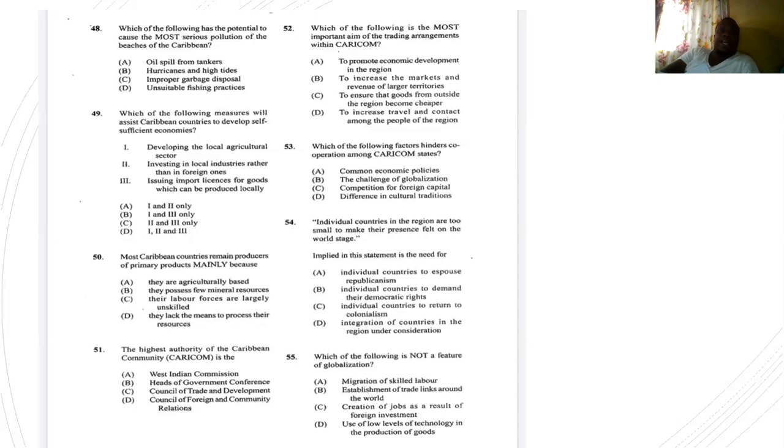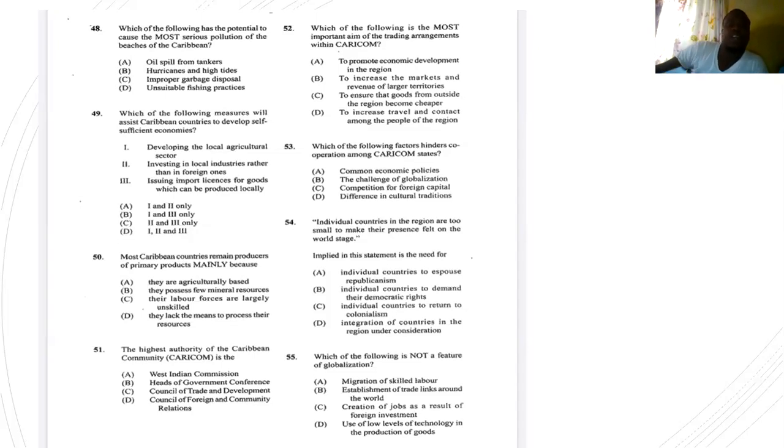48C. 49. Which of the following measures will assist Caribbean countries to develop self-sufficient economies? 1. Developing the local agricultural sector. 2. Investing in the local industries rather than in foreign ones. Or 3. Issuing import licenses for goods which can be produced locally. You need a combination of 2 or all 3. Looking at this, all 3 are important in helping Caribbean countries to be self-sufficient. Developing the local agricultural sector, yes, produce more food and we'll buy locally, right? Support our own. Investing in local industries rather than foreign ones, yes, creating employment, creating stronger business people.